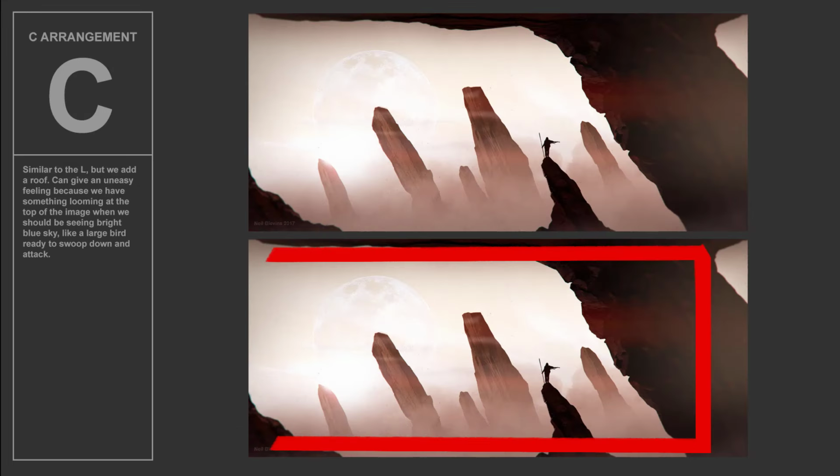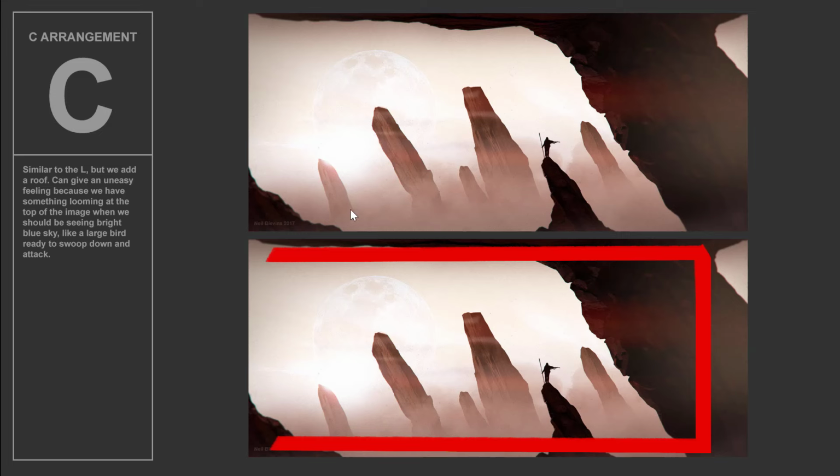So next is the C arrangement, which is similar to the L, but we add a roof. So it can give an uneasy feeling because we have something looming at the top of the image when we should be seeing bright blue sky, sort of like a large bird ready to swoop down and attack. So you can see that here.